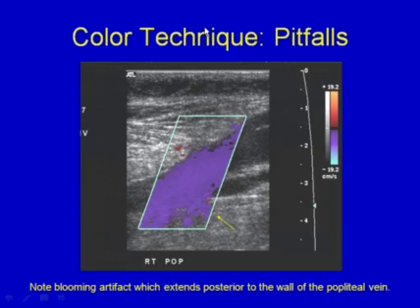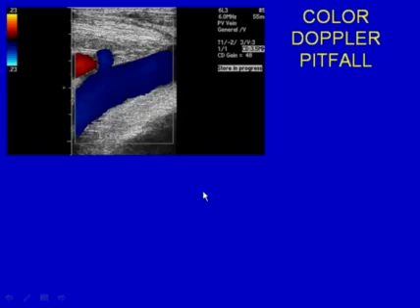So just an example again, here's a pitfall, a patient who has color bleeding over the posterior aspect of the vessel. And this is the typical place where color bleeding occurs, so to make sure your settings are okay, you want to always check the posterior margin, because you can see here anteriorly the color is fine, but posteriorly there's too much color. So this color gain is set too high.